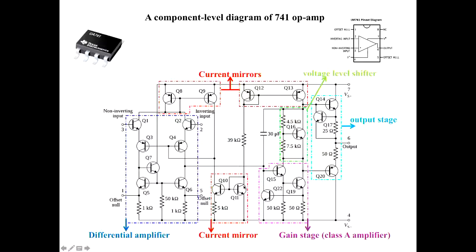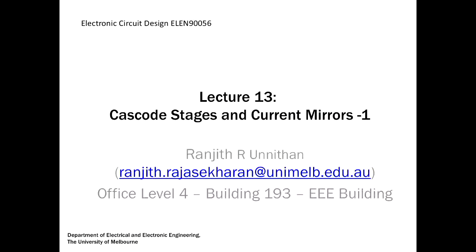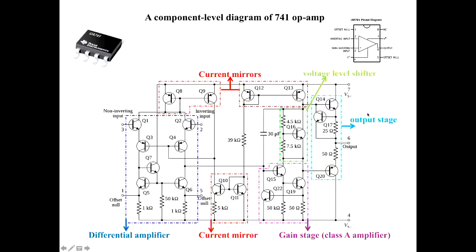So we will study current mirrors, but before studying current mirrors, we will be studying cascade stages. Then we will study current mirrors. That is the reason the heading is cascade stages and current mirrors, because without understanding cascade stages, we will not be able to study current mirrors properly. So that's the reason we are studying cascade stages and current mirrors now.